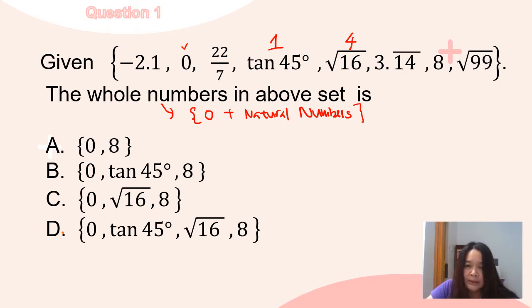And the other one is the 8. 8 is also an integer. So therefore, for this question, the whole number set should be D. The correct answer should be D. So we have the 0, tangent 45 degree, root 16 and 8.